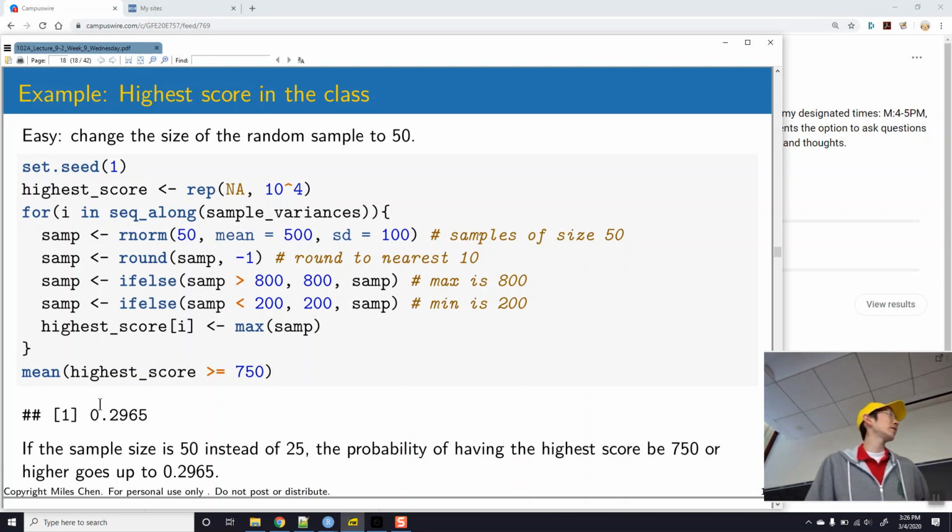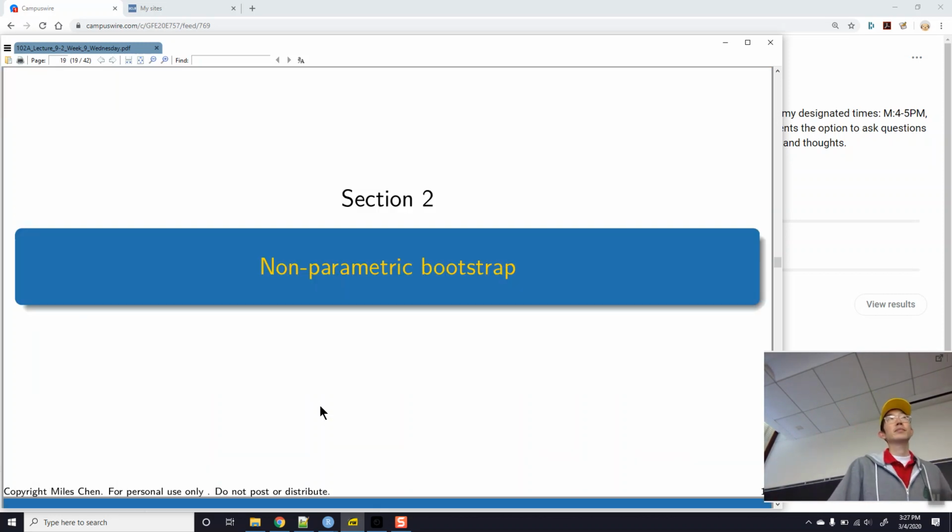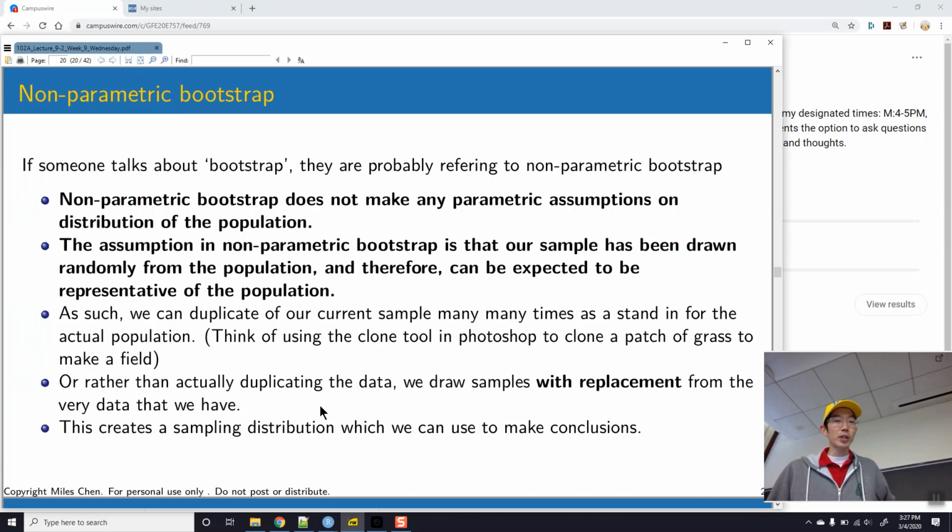And so anyway, I just say, how many times is my high score greater than or equal to 750? And that comes out close to 30%, okay? 0.2965, right? And there's your approximate answer, okay? Is it exact? No, it's not exact, but it's going to be pretty close to the truth. Is that okay? So parametric bootstrap is great. Okay, let's talk about non-parametric bootstrap, okay?